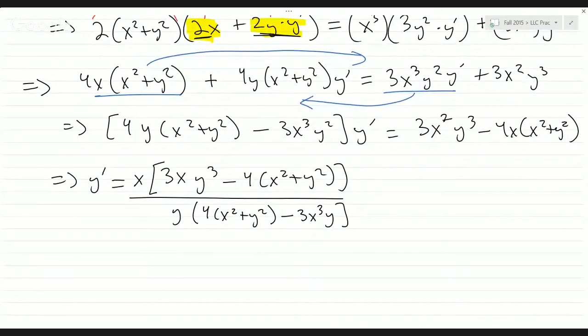So on the top, everything had an x in common, so we just took that out. And on the left, they had a y in common. So now it's a bit more simplified.